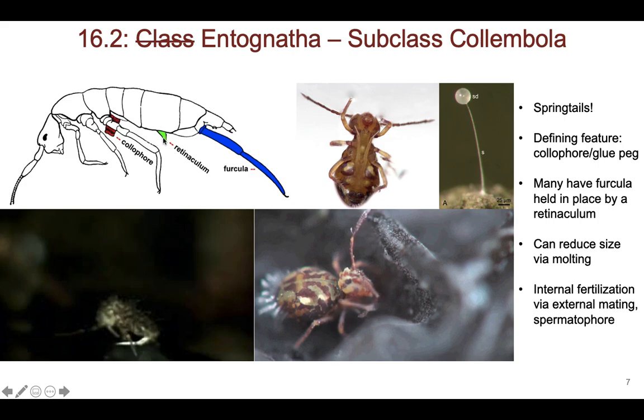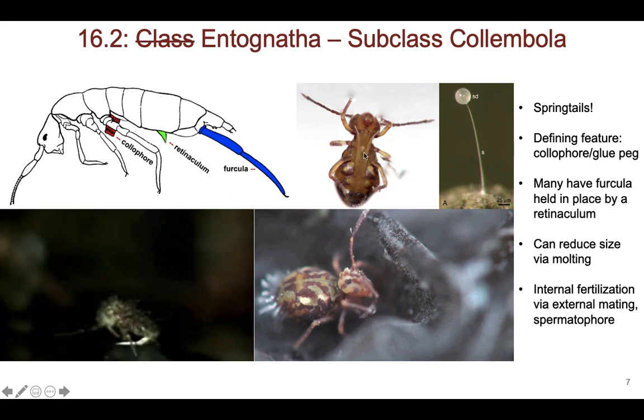Many of them also, though, have a furcula, which is folded under the body and held in place by this retinaculum. And basically, this acts as a spring mechanism that helps them propel off the ground. So if this little video I inserted was working, you'd see this attached to the springtail, and then it builds up that force, and as it's released, it bangs against the surface, and then they go flying through the air.